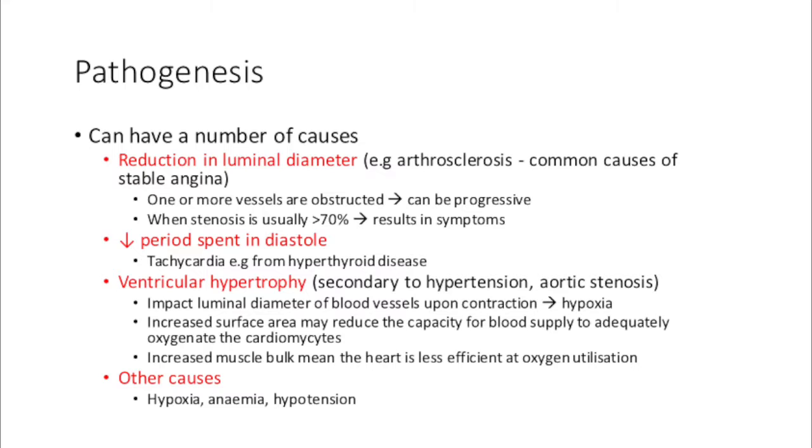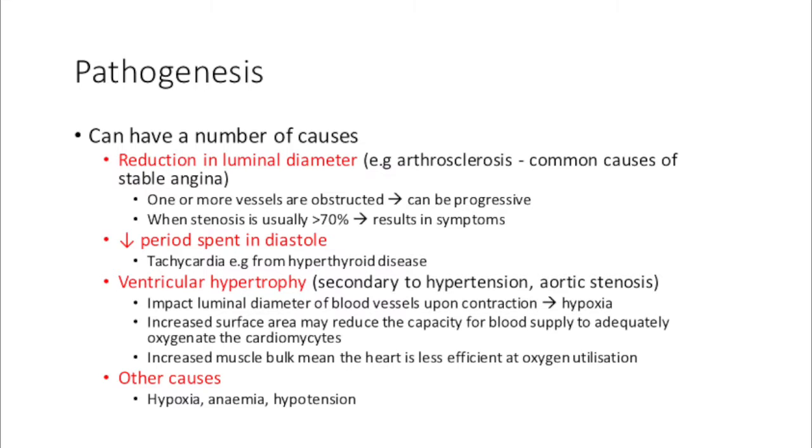atherosclerosis, which is probably one of the most common causes of stable angina, and that can affect one or more vessels which become obstructed, and the disease and the degree of obstruction can be progressive. And when stenosis is around 70%, patients can develop angina-like symptoms, which we'll cover shortly.